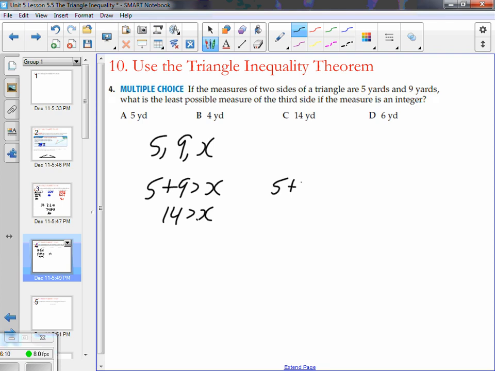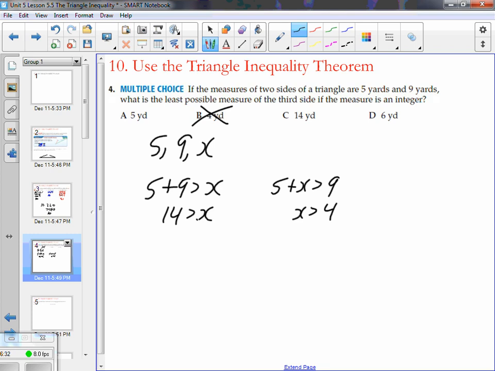We could do 5 plus x. That has to be greater than 9, doesn't it? So x has to be greater than 4 when you subtract 5 from both sides. That's telling us something. That helps us with the least. We know that 4 can't be it, can it? Because 4 is equal to 4, not greater than 4.